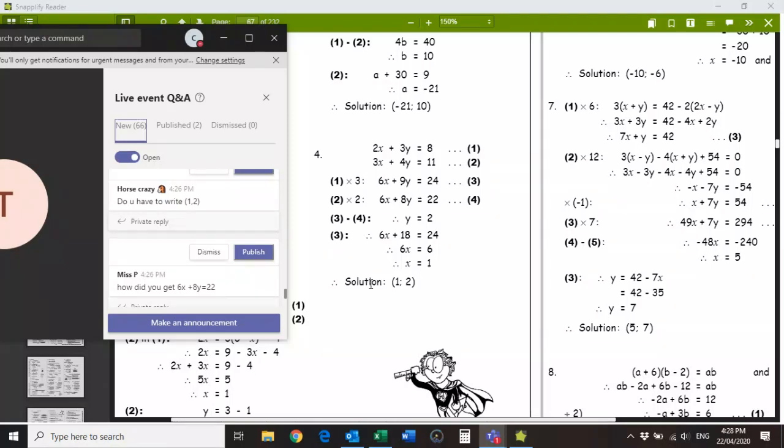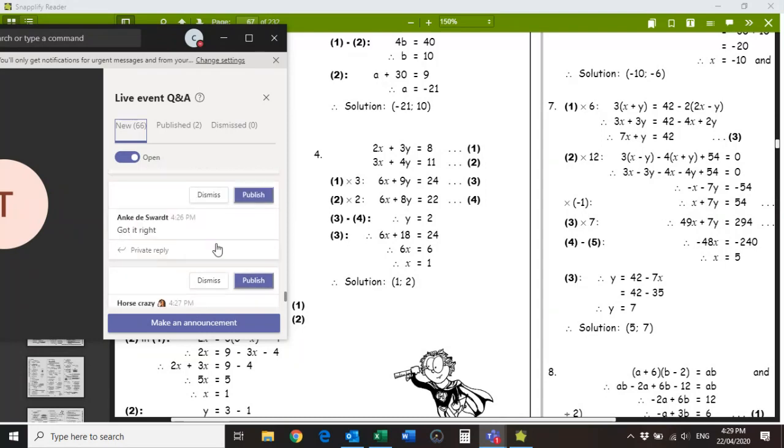Okay. So Ms. P, you asked me how I got to equation number 4. Can you see that I timesed my second equation by 2? So I said 2 times 3 is 6, and 2 times 4 is 8. 2 times 11 is 22. Why? Because I want to get both of these as 6. That's why I had to times the second equation by 2. Good, Anke.